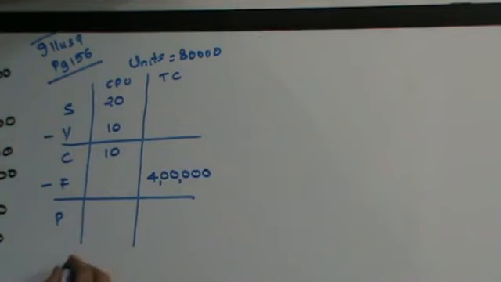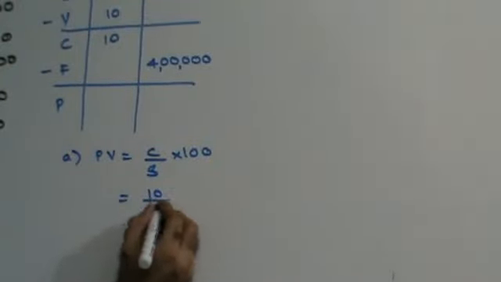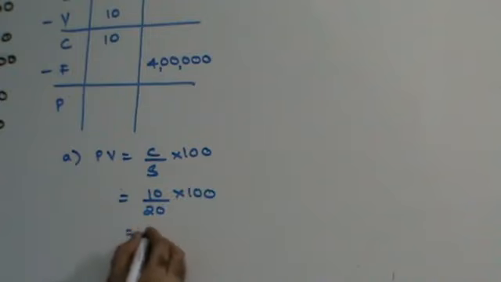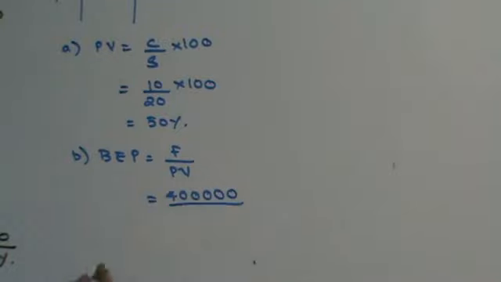Fine. Now, first thing that you do is you find out PV. PV is C upon S into 100. So PV is going to be 10 upon 20 into 100. So PV is going to be 50%. Next, you find out BEP. BEP is F upon PV. F is 4 lakhs. Divided by PV. PV is 50%. Remember, you have to divide by 50%. Guys, when you are doing this on the calci, press 4 lakhs, press the divide key, press 50 and then press percentage. Do not press equal to, press the percentage sign. This will give you 8 lakhs.